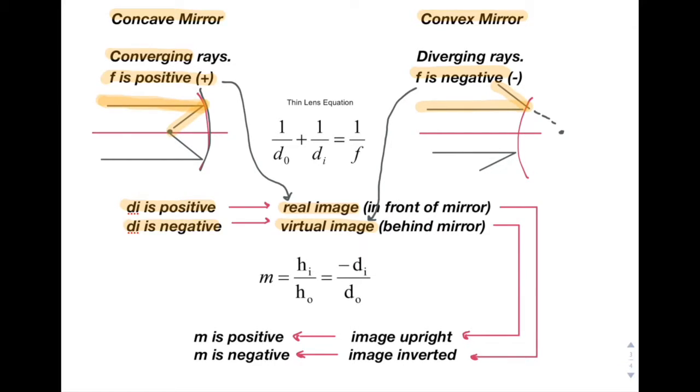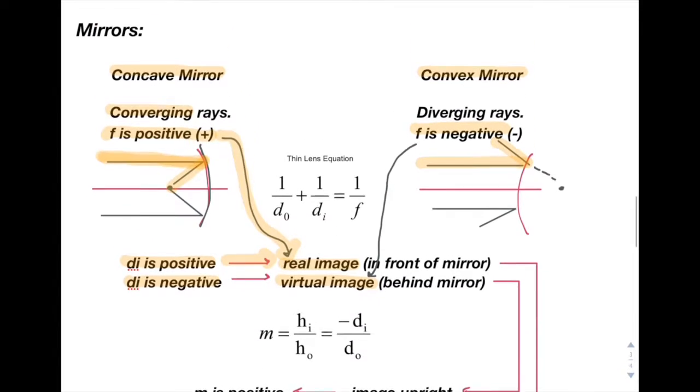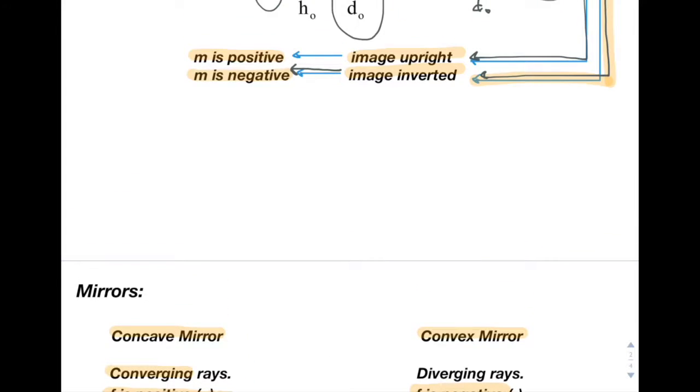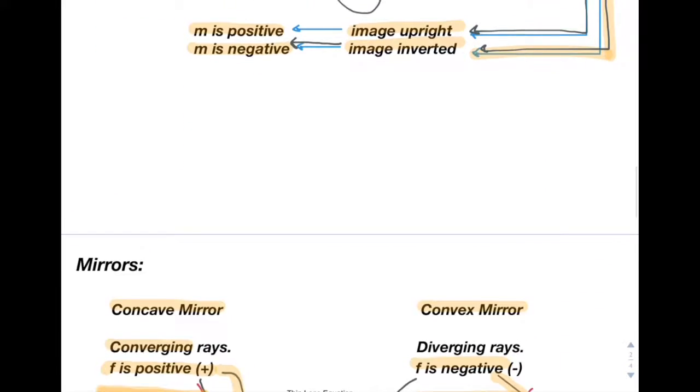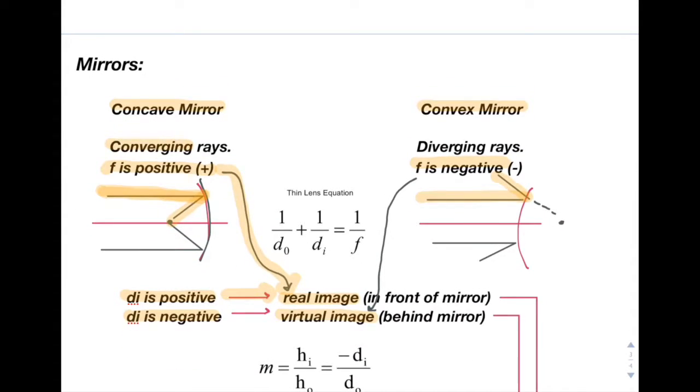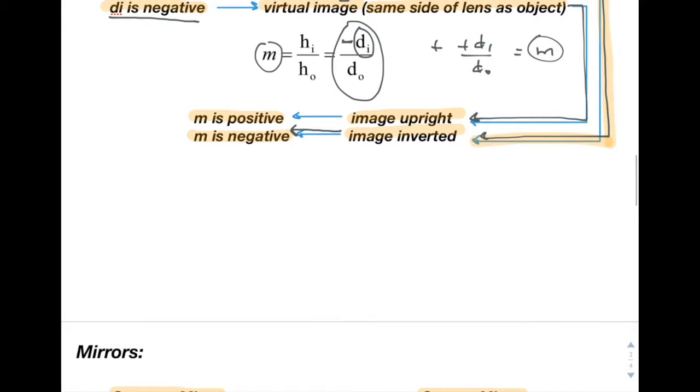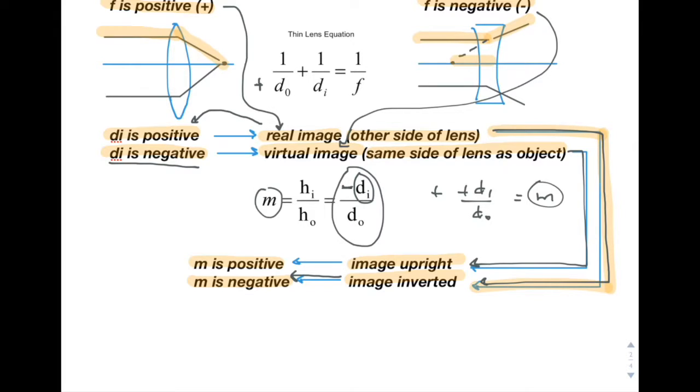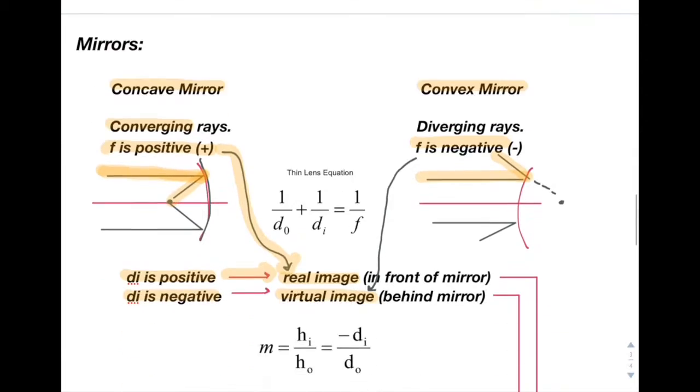So for a positive focal point, we know that the image is going to be real. If the image is real, that means our distance of the image is positive. And this is the same as what we have for lenses. As the distance of the image is positive, that corresponds to a real image, and same for the lenses: distance of the image is positive, we have a real image.